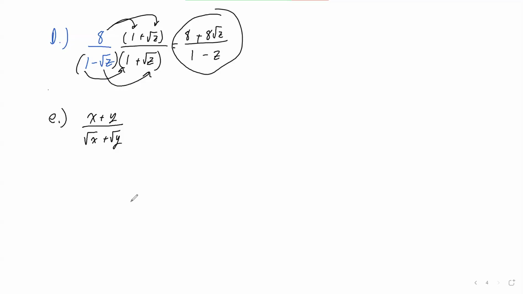What's your approach? What do you mean by that? Perfect. That's it. So that becomes square root of X minus square root of Y. That's square root of X times square root of X is X. And square root of Y times negative square root of Y is negative Y.